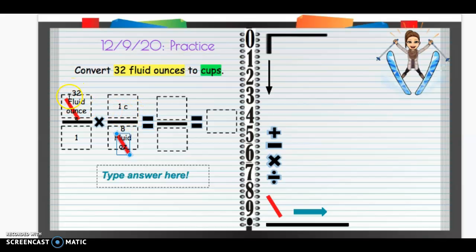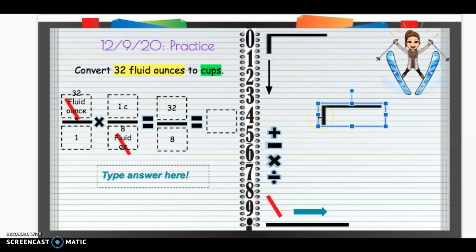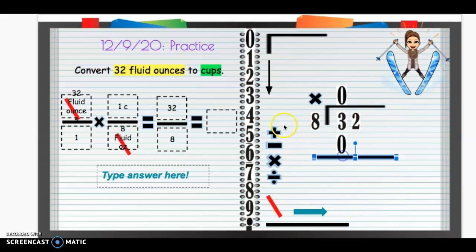So now we multiply across. 32 times 1 is 32. 1 times 8 is 8. And we know that a fraction means to divide. So we have to do 32 divided by 8. So we ask ourselves, how many times does 8 go into 3? Well, it's 0 times. So we can put a 0 below and then subtract. And we get 3 minus 0 is 3. So now we have to bring down that 2.